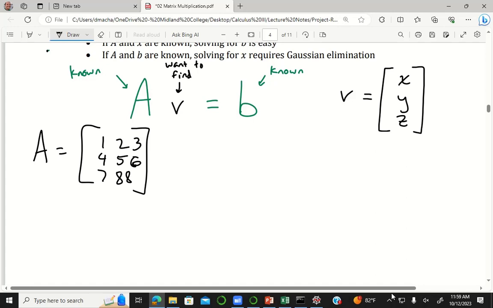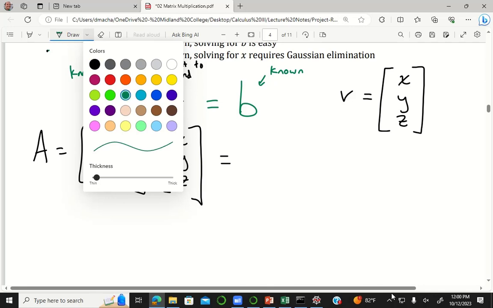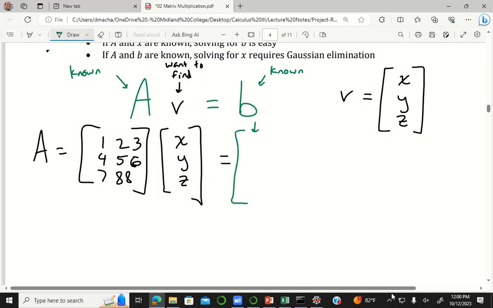Since I don't know what these entries in my vector V are, let's call them X, Y, and Z. And these are equal to some known vector B. So let's come up with some numbers for B. It could be anything, but let's call it like 1, 0, -1, just for coming up with an example, you know.